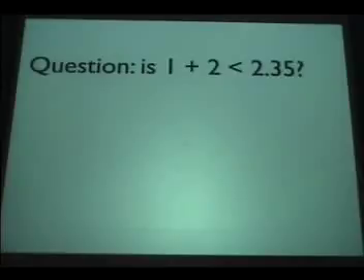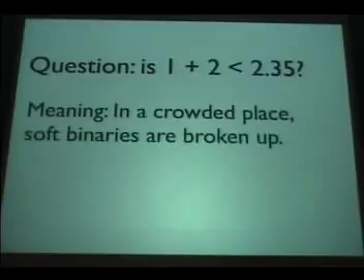The important point here is the following. In a crowded place, soft binaries are broken up. So again, a soft binary means a binary where the binding energy in the binary is less than the kinetic energy of an incoming star. Okay? So if I'm in the galactic center and I'm not concerned about anything else other than just being a binary star system, I'm just going to wait around forever.